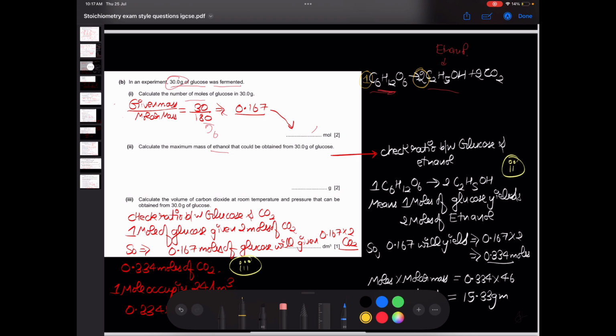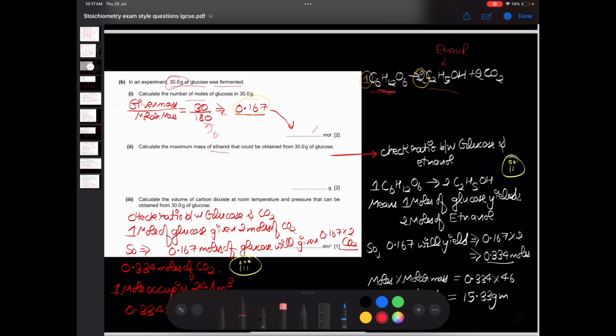Got it? Now, in reality, how many moles of glucose do we have? We have 0.167. So, how many moles will it form? Double of it, because the ratio is 1:2. So, 0.334 moles will be there for ethanol. Okay.